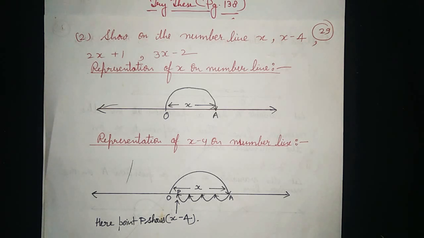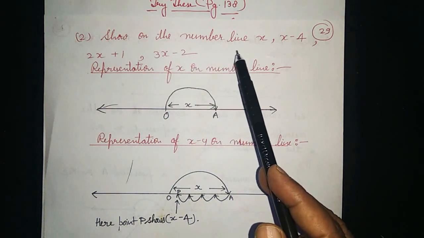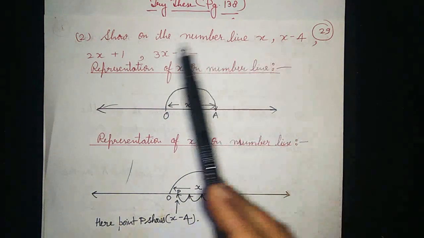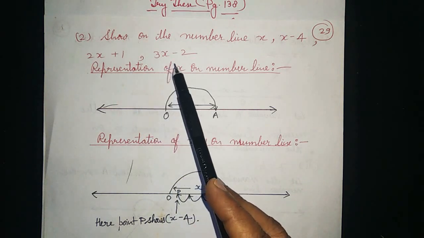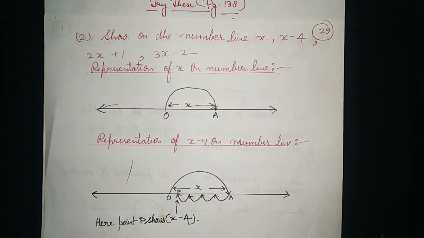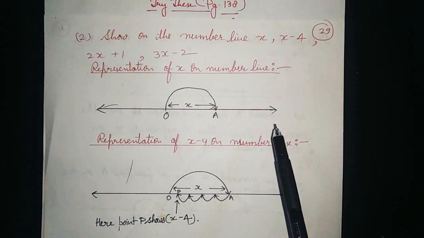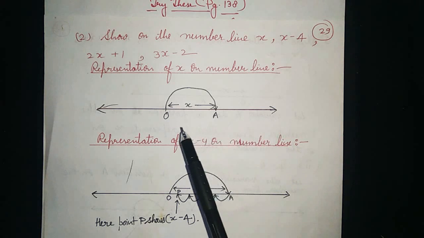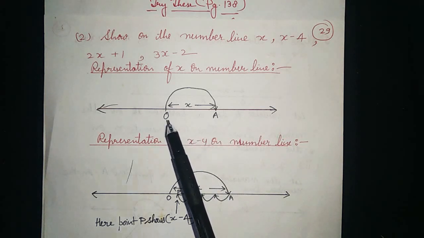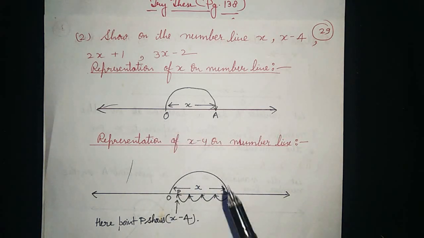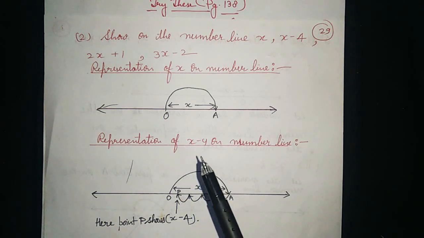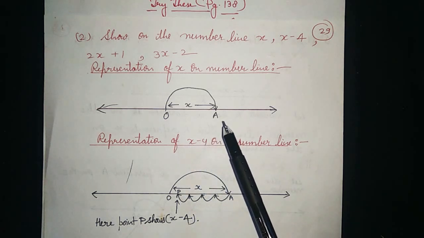Page number 138. See the question number 2. Question 2 is show on the number line x, x minus 4, 2x plus 1 and 3x minus 2. Here first of all I will tell you representation of x on number line. For this, first of all you will draw a number line and you will show an origin point O. Here after showing this origin point you will take point A.